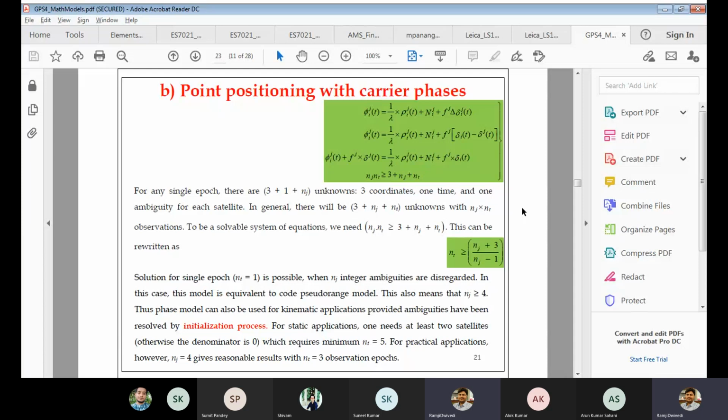So when nj is equal to 4, the phase model can be used for kinematic provided ambiguity has been resolved by an initialization process. Otherwise, for every epoch, you can have a new value of the error portion. It is said that a solution for a single epoch is possible when the nj integer ambiguities are disregarded. What do you mean by that? Disregarded means you do not consider them as unknowns. That's why in carrier phase measurement, it is said that during the initialization period, you should have the values for the ambiguities.